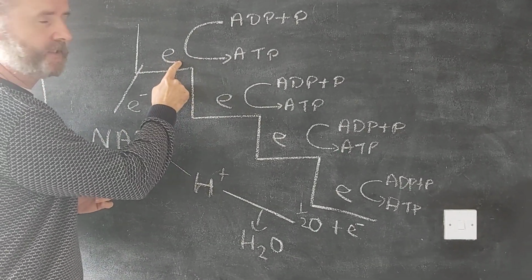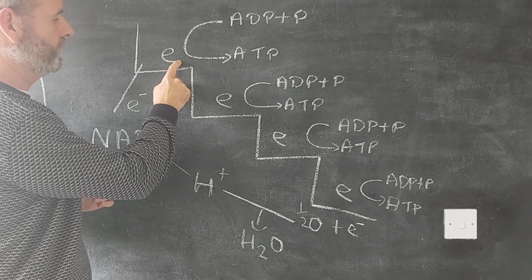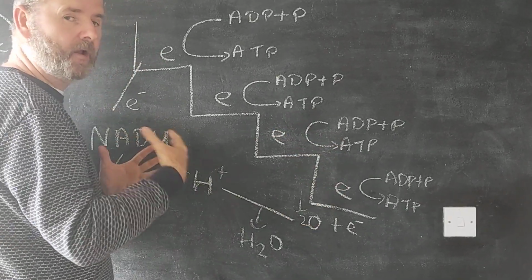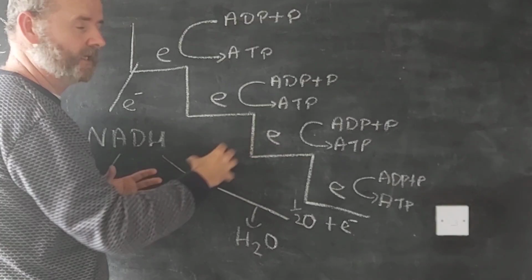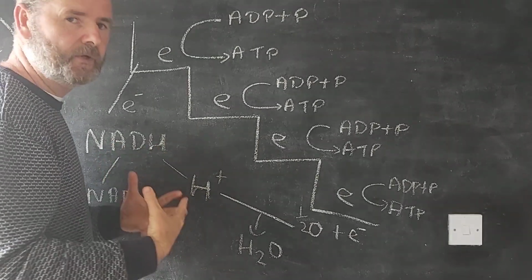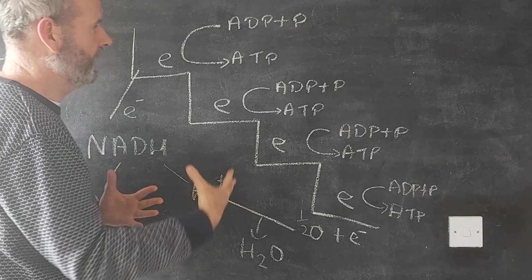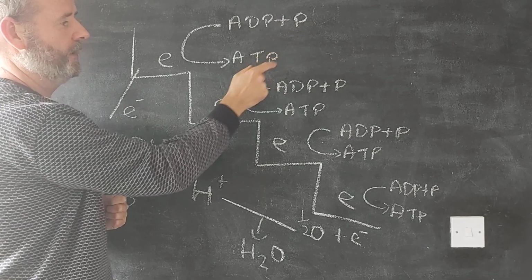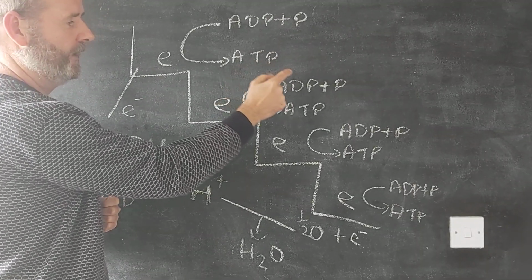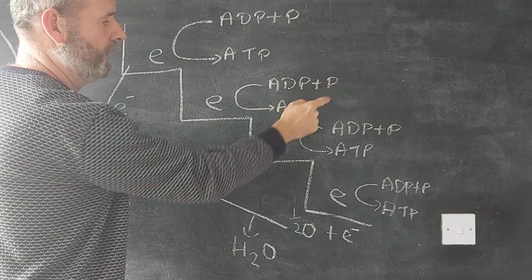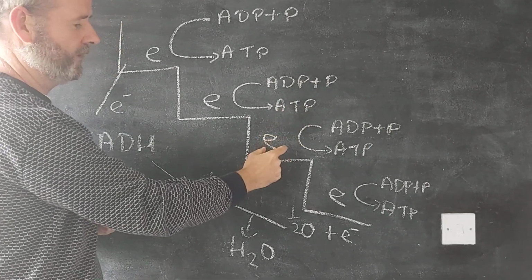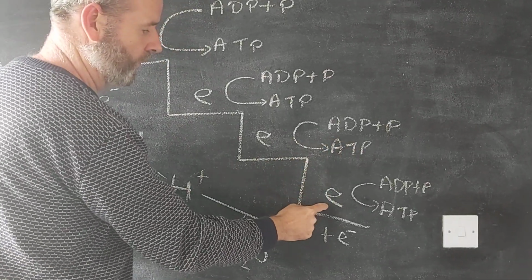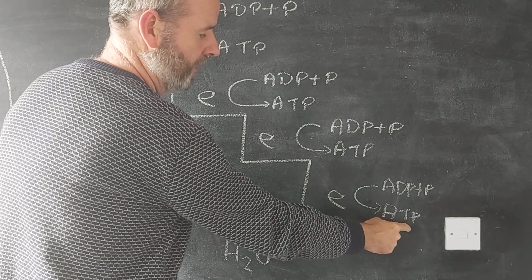So it's like going down the stairs. The electron falls from here, down to here, down to here, down to here. And like a ball, as it's falling down the stairs, it's losing energy. But it doesn't lose energy, you convert the energy. And that energy is converted by combining ADP plus P to make ATP here. Again, the same here, ADP plus P making ATP. In the 3rd carrier, we also have ATP being produced. And in the 4th carrier, we also have ATP being produced.